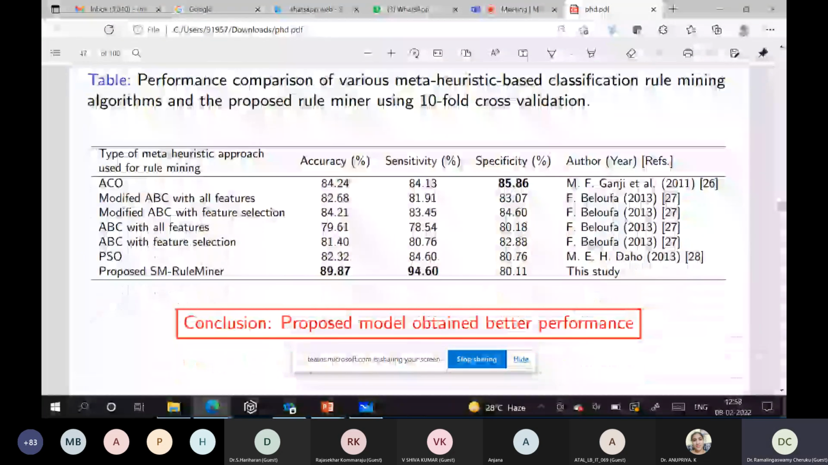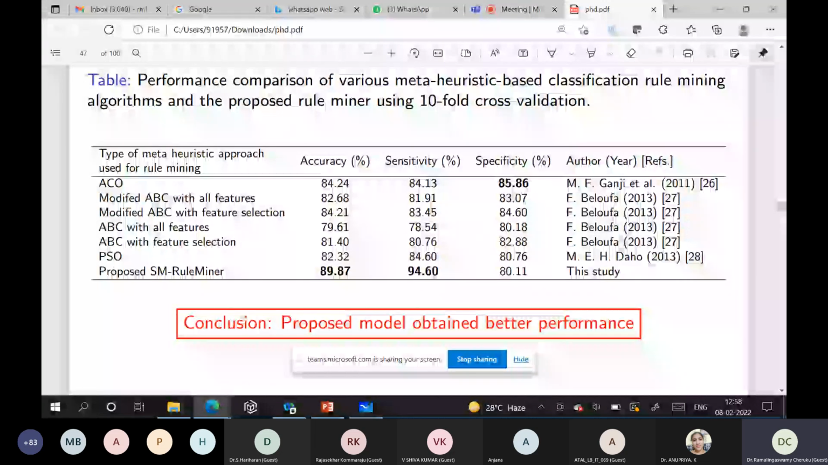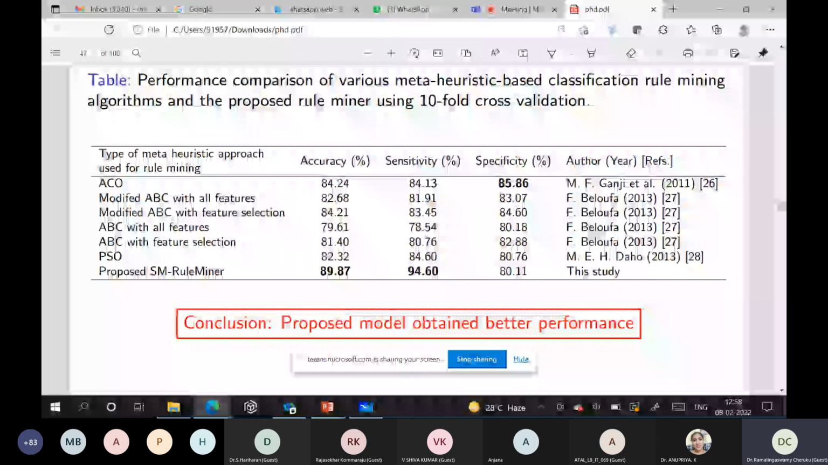The same performance has been compared with respect to other bio-inspired algorithms too, like PSO and ant colony optimization, but it is still dominating in some sense, in accuracy and sensitivity, though in specificity it is somewhat lagging. But as far as accuracy is concerned, it is very good. So we have this spider monkey algorithm generating very good rules, in terms of both performance as well as compact rules.